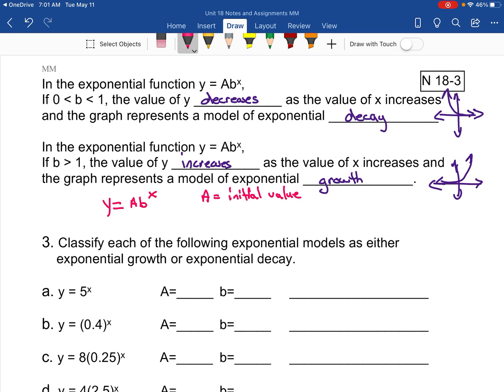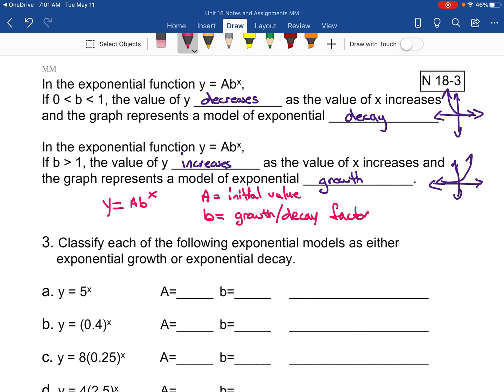Typically it's going to be our y-intercept. B is what's called our growth or decay factor. Factor is another word for a number that you're multiplying by. So how much is our function growing or decaying? How much is it being multiplied by?